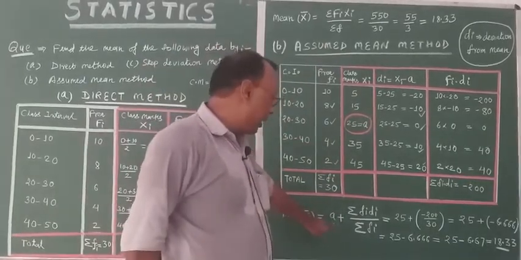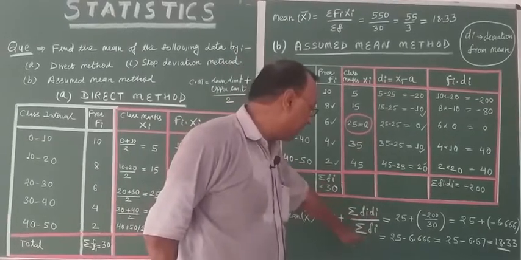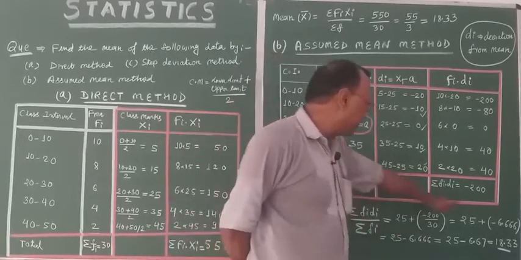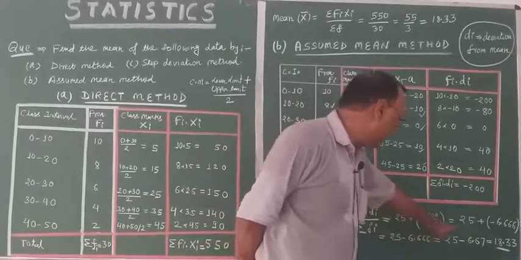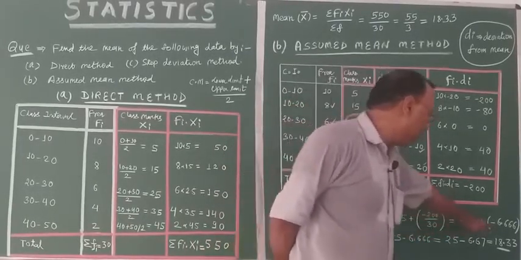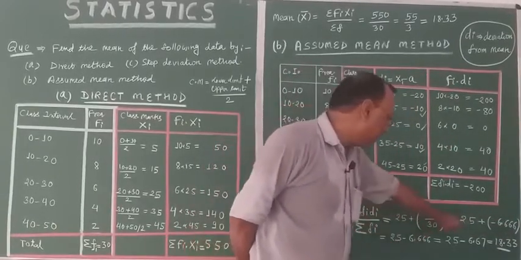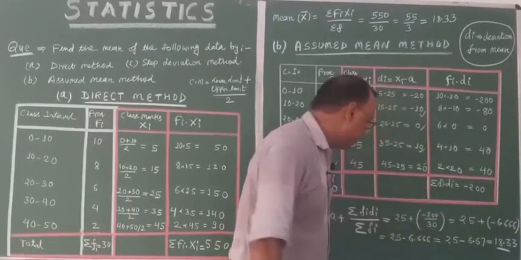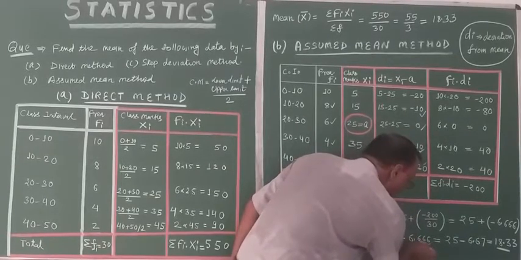And this is the formula of mean in the assumed mean method: A, that is the assumed mean which I have taken here, plus sigma fi di upon sigma fi. That means 25 plus, what is sigma fi di? Minus 200 upon 30. So this will become 25 plus, in the bracket, minus 6.666. You will add 25, open the bracket, plus minus becomes minus 6.666. This 6.66 we can write as 6.67.